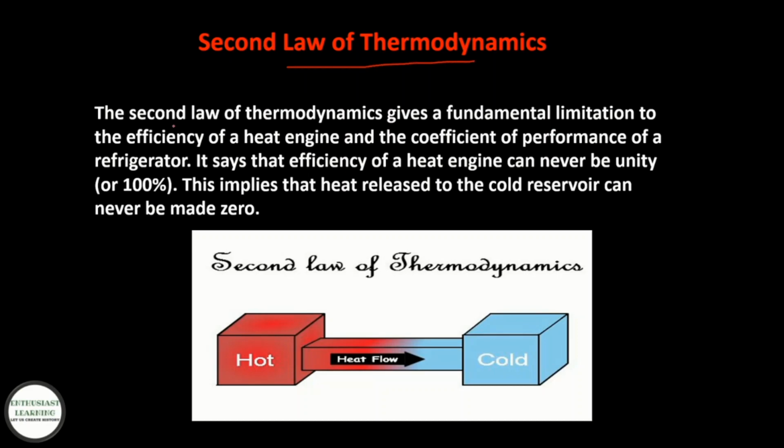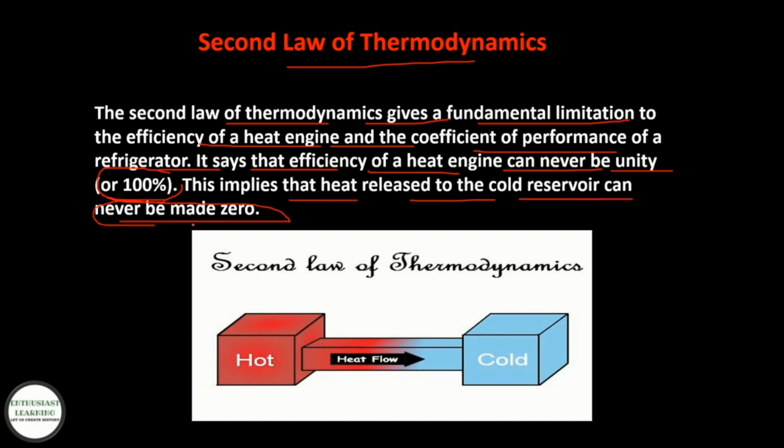Second law of thermodynamics. The second law of thermodynamics gives a fundamental limitation to the efficiency of a heat engine and the coefficient of performance of a refrigerator. It says that the efficiency of a heat engine can never be unity or 100%. This implies that the heat released to the cold reservoir can never be made zero.